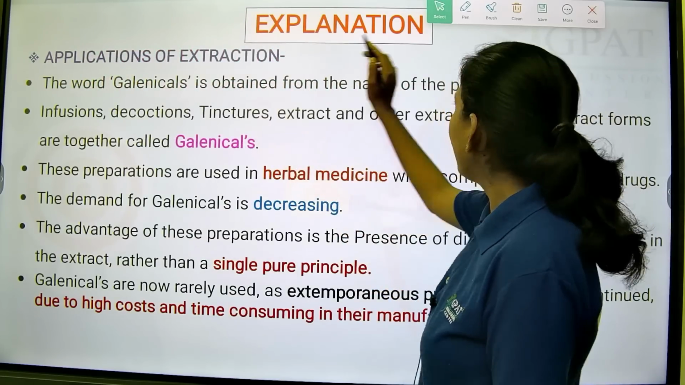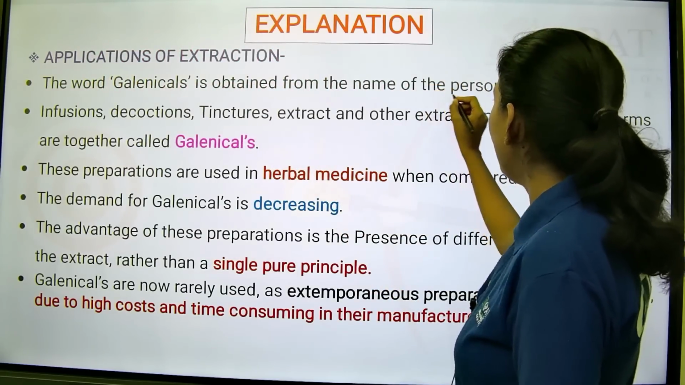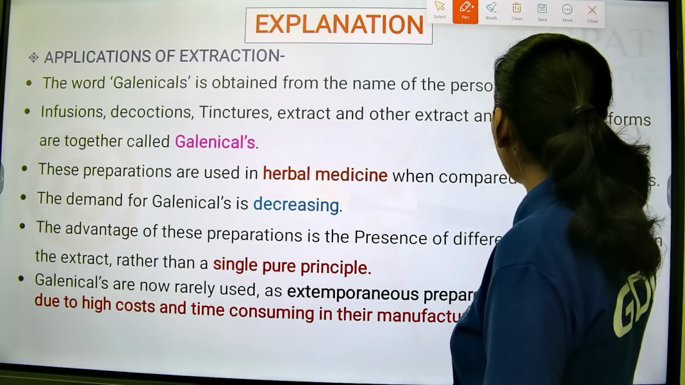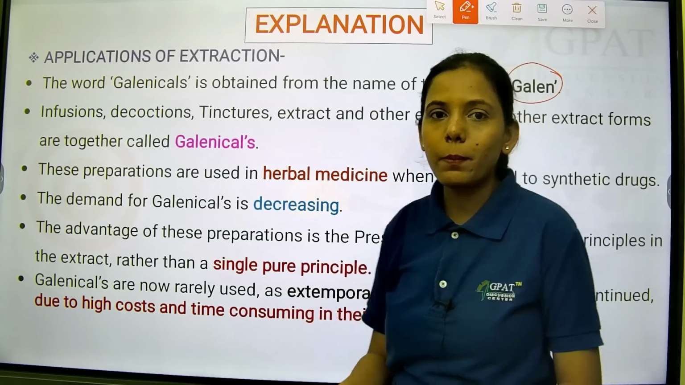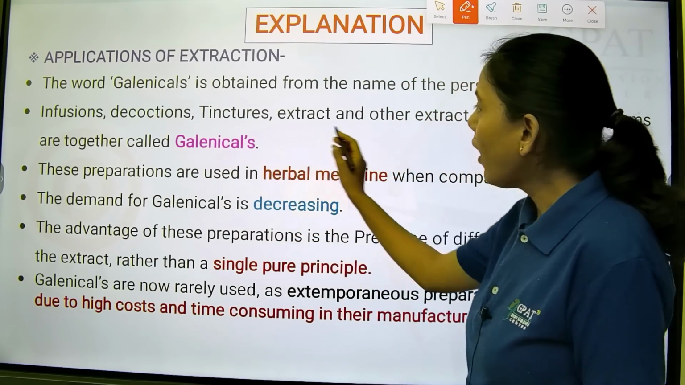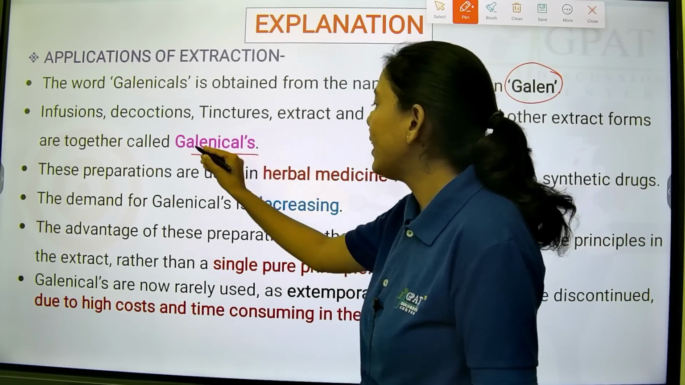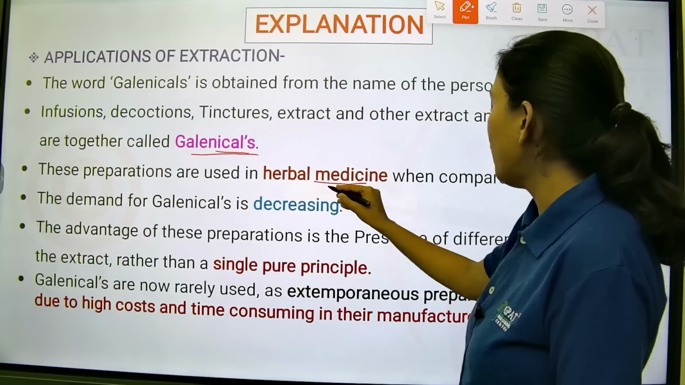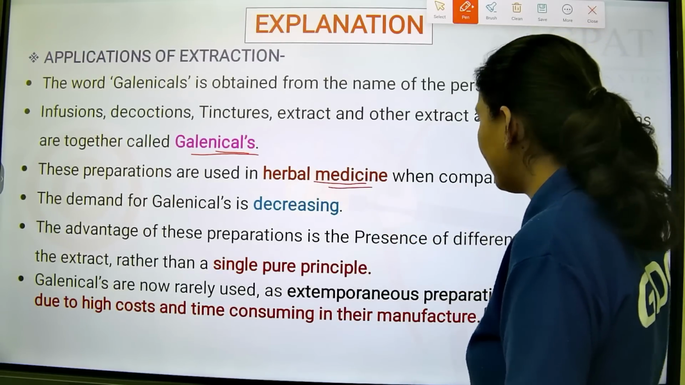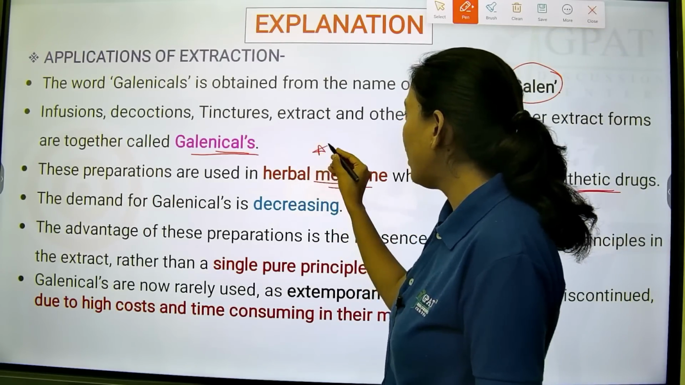So the word galenicals is obtained from the name of the person, that is Galen. So these all are the preparations, they are known as galenicals and they are used in herbal medicine when compared with synthetic drugs. Okay, they are used in the herbal medicines.